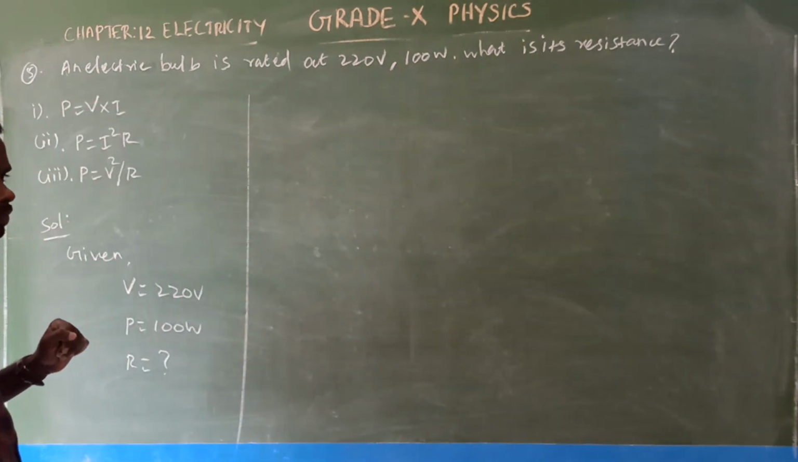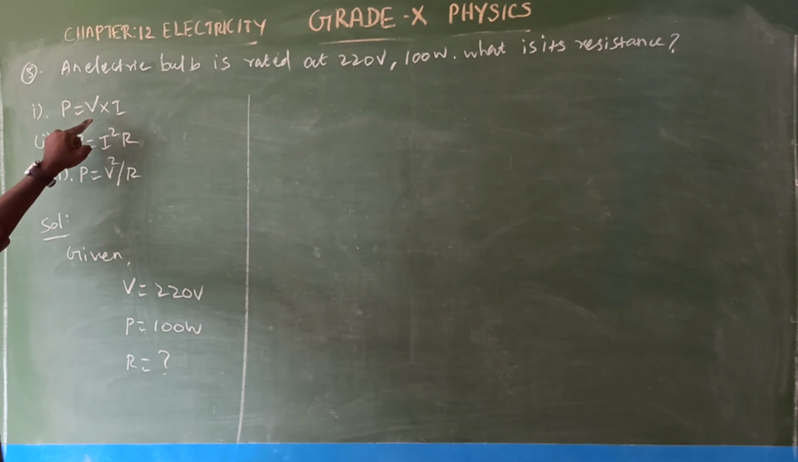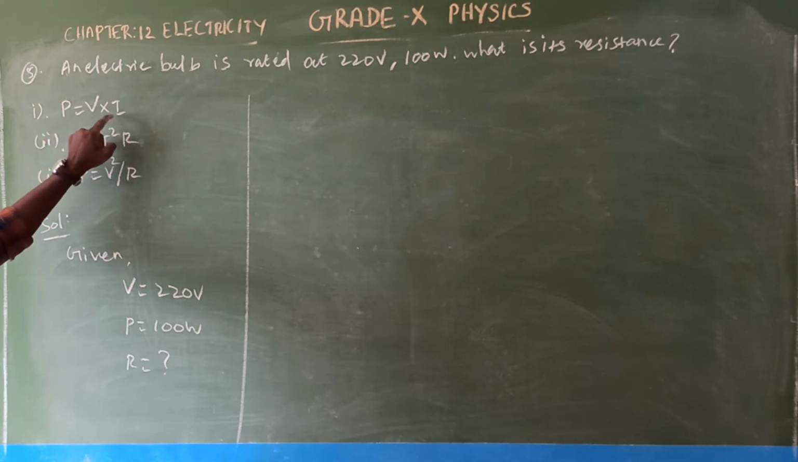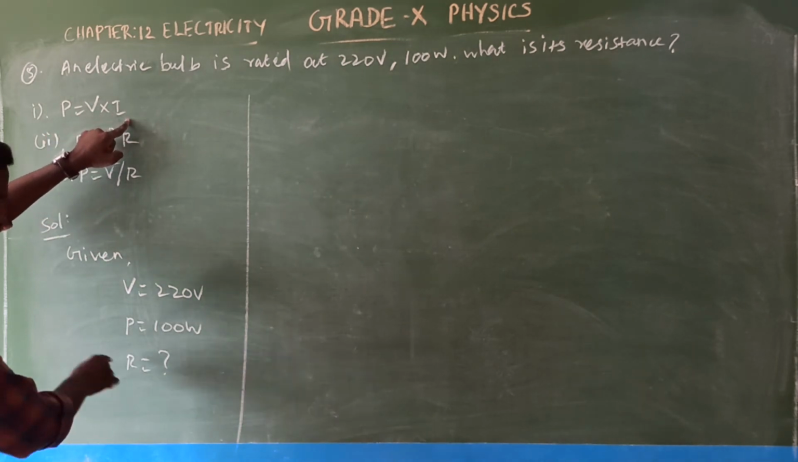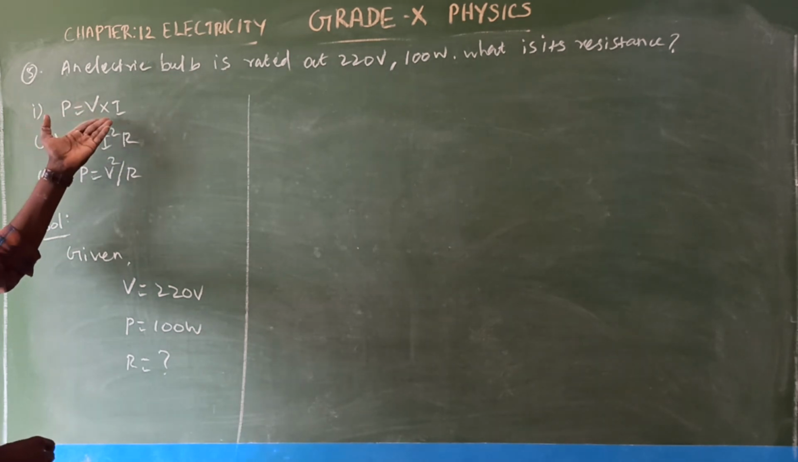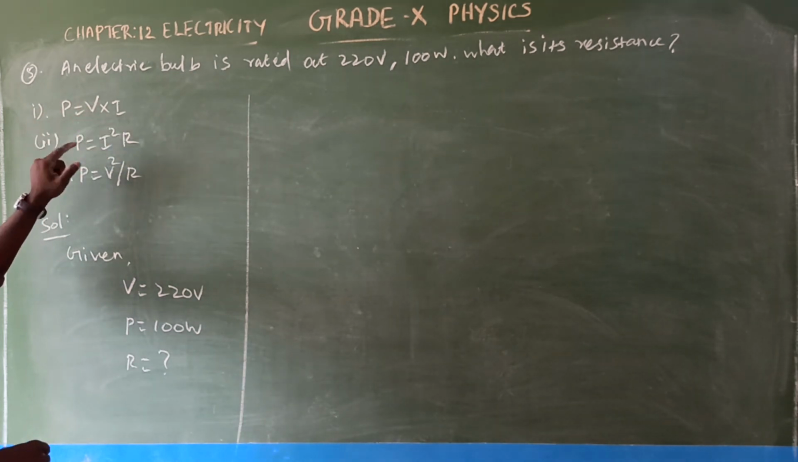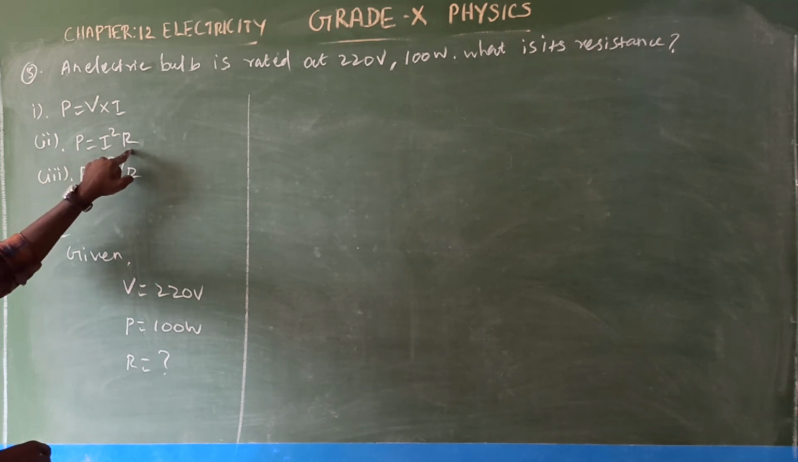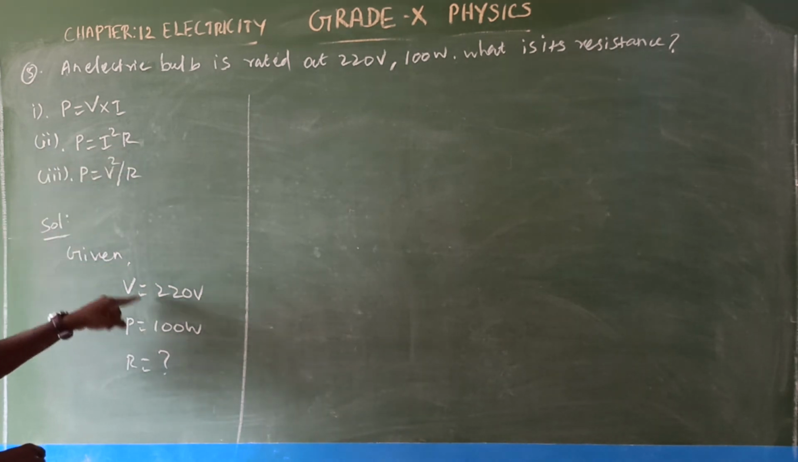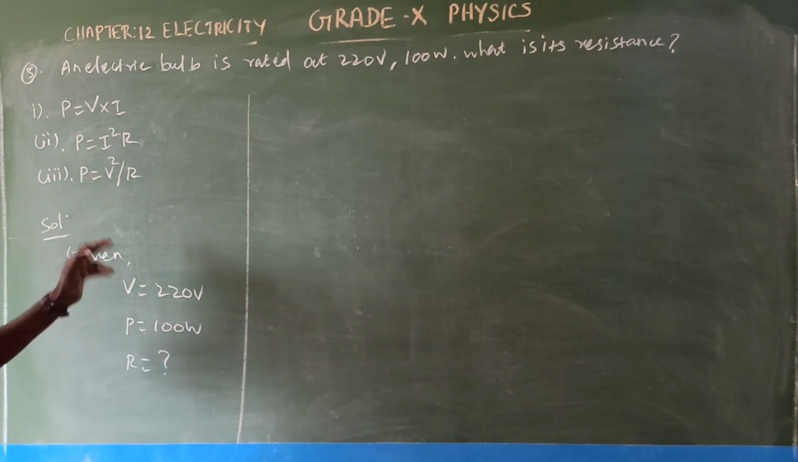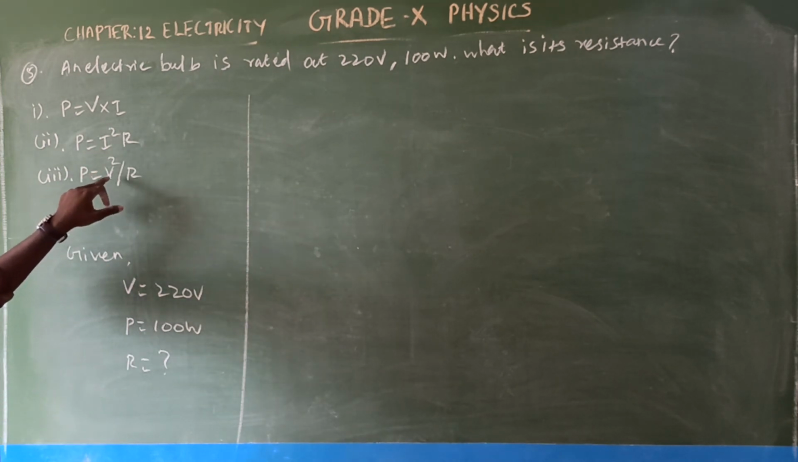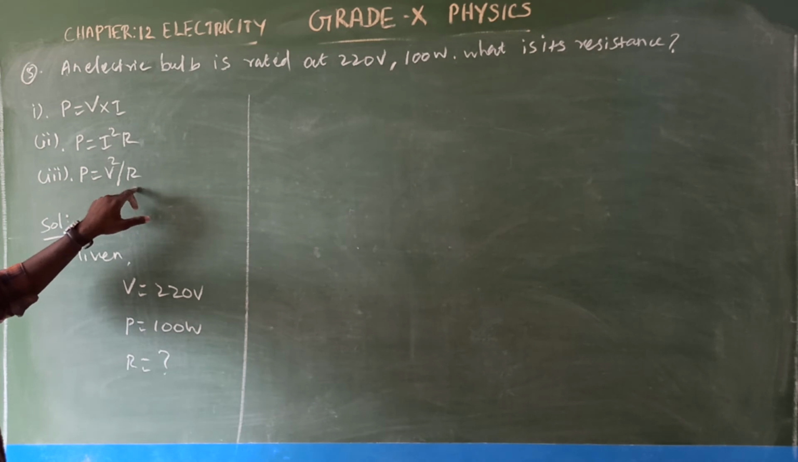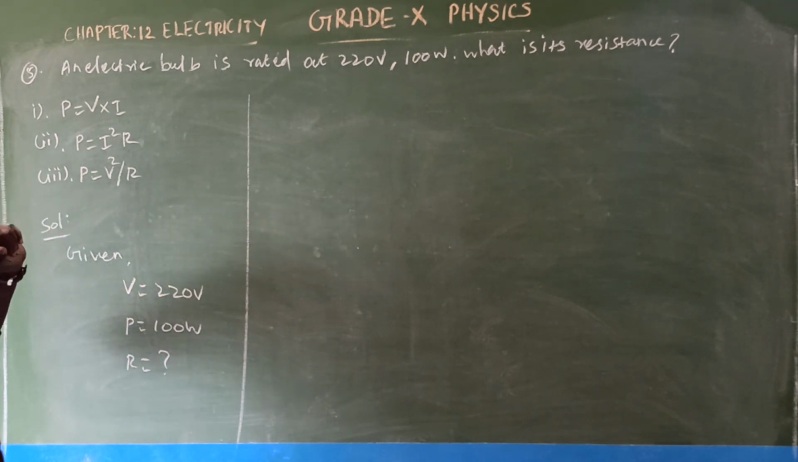Listen here. First formula in terms of voltage and current. We need to calculate resistance value, so there is no possibility to take the first one. Am I right? Yes. Next one in terms of current and resistance. Look at here, we have only power value and voltage value, we don't have current. Then third one, what is that? In terms of voltage and resistance value. Am I right? Yes. Which formula we can choose?